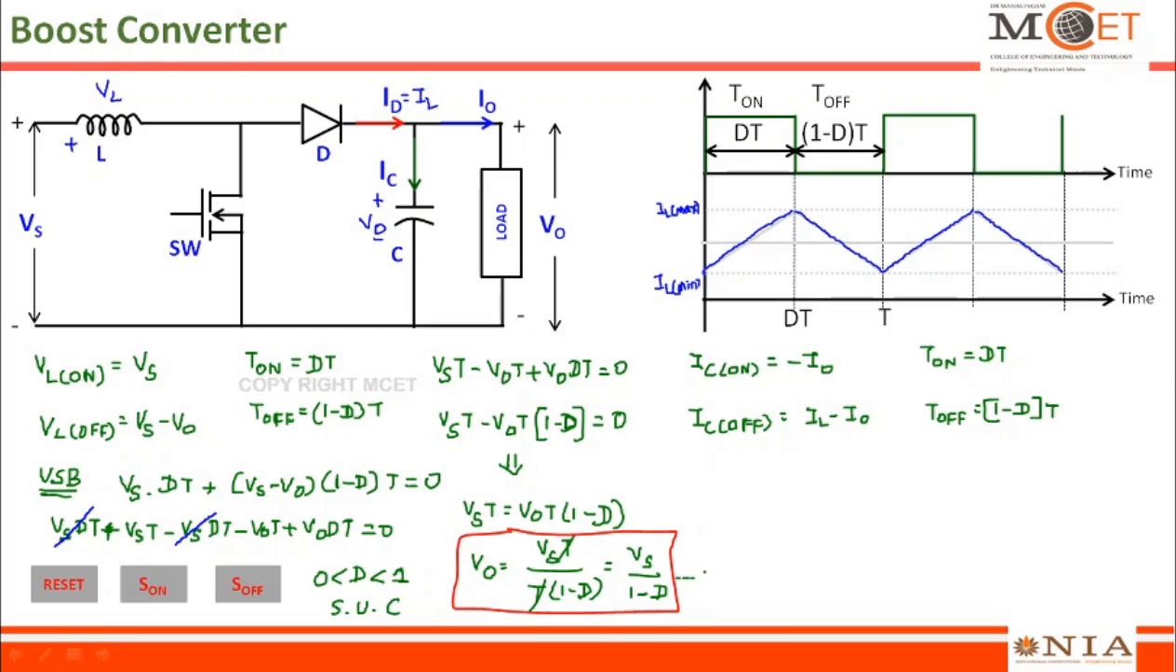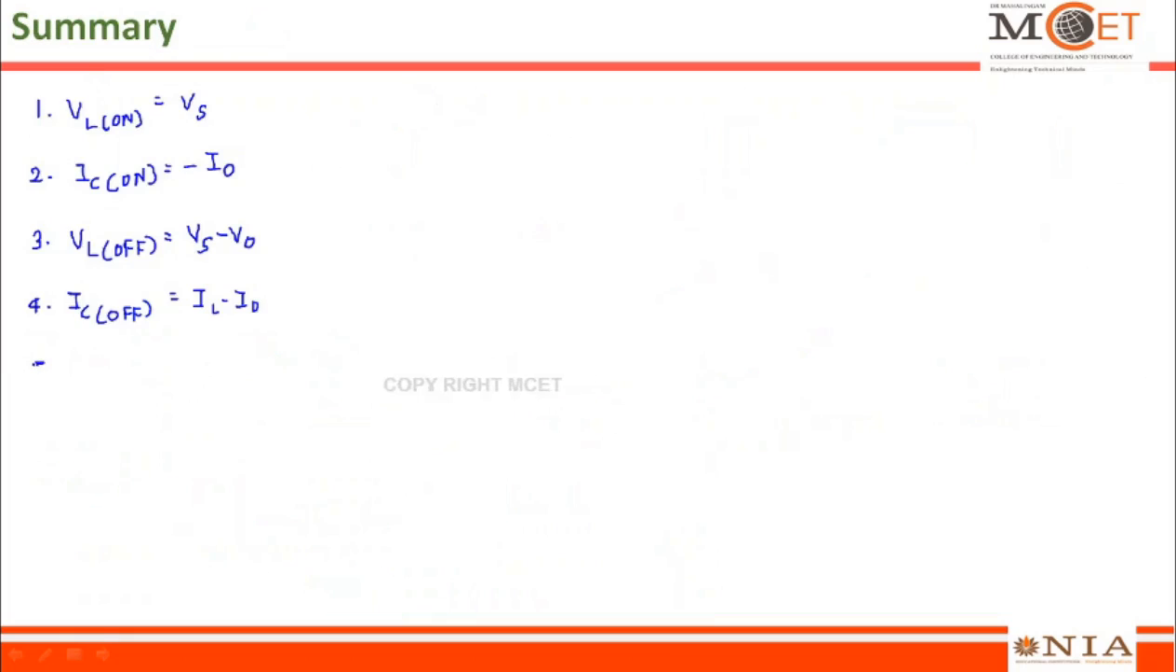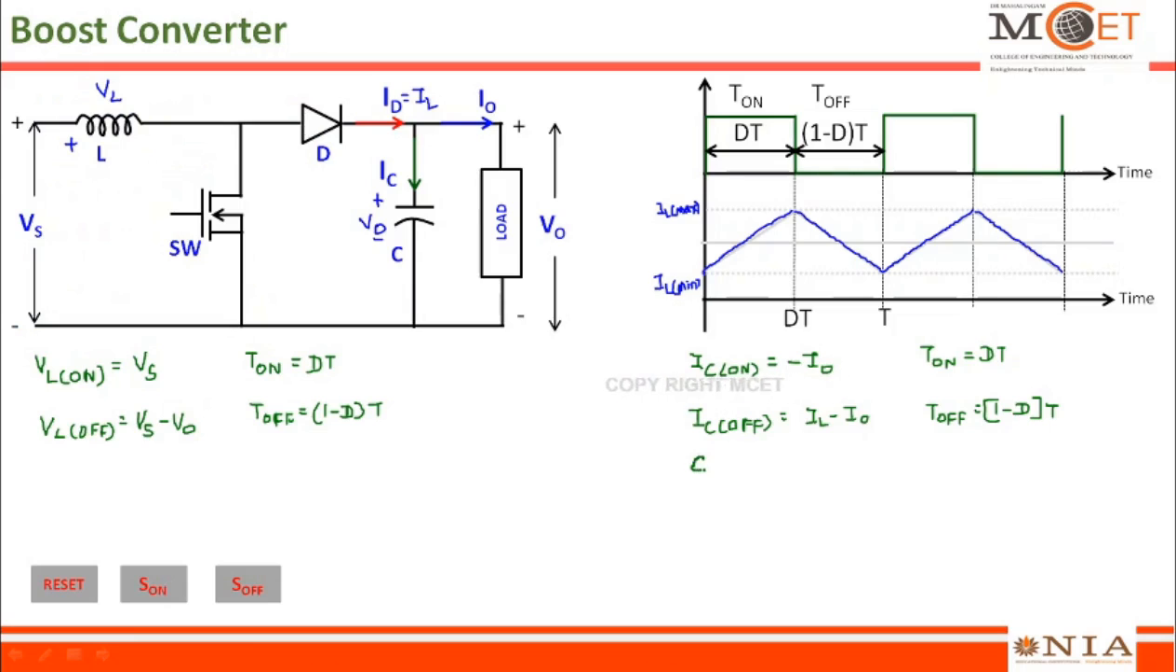So this is the next important expression, which I call expression number 5. So let me take this expression 5 to the summary sheet and write V naught is equal to Vs, the supply voltage, divided by 1 minus the duty cycle D. So this is the important expression for the boost converter. Now let us go for current second balance.